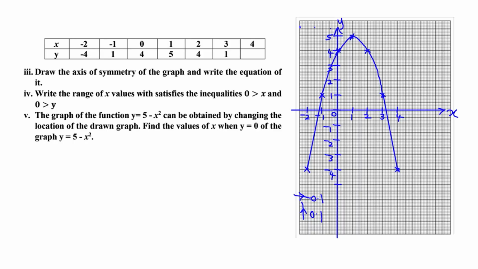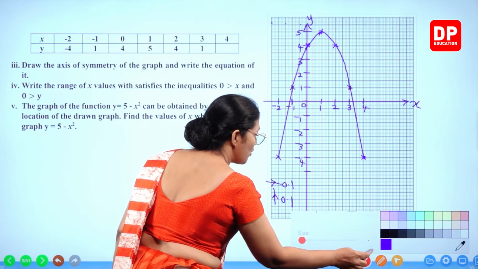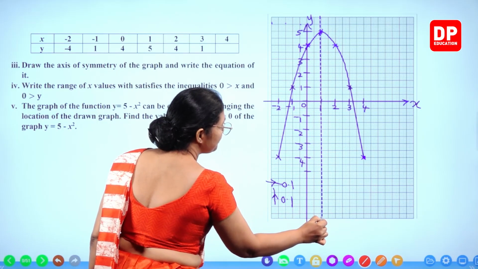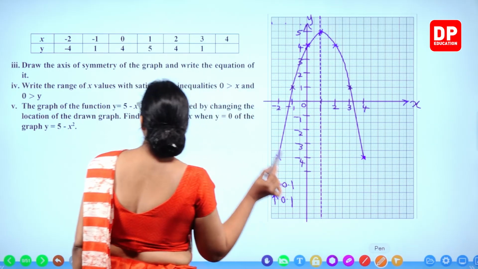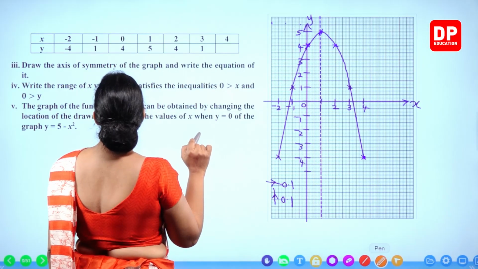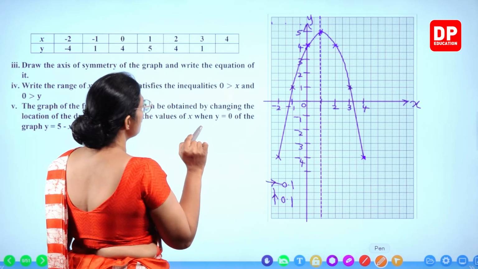Now draw the axis of symmetry of the graph and write the equation of it. So the axis of symmetry is the line that passes through the vertex point. If you draw the line, that's this vertical line. Now, it says draw the axis of symmetry, so you have to draw the line and write down the equation of it.